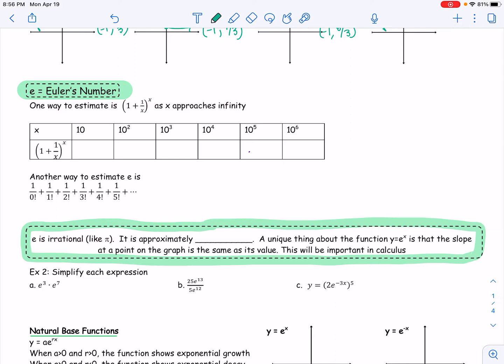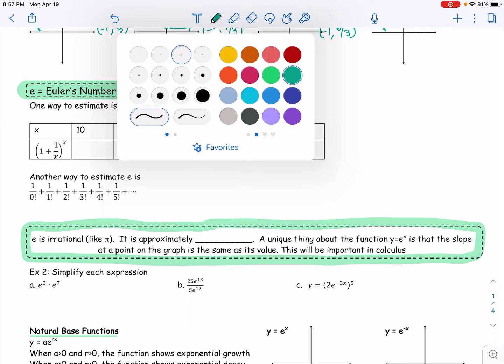So there's actually 2 ways we can estimate the value of E. The first way, and this is where you'll need a calculator, is using this model of 1 plus 1 over x raised to the x power as x approaches infinity. So the bigger the value of x, the closer we get to the exact value of E. We're humans. I don't think there's a way that we could ever compute the exact value of E because that would be a lot of digits, but calculators and computers obviously can do it in milliseconds. But this is what it looks like.